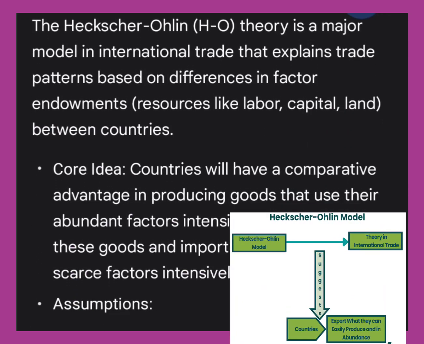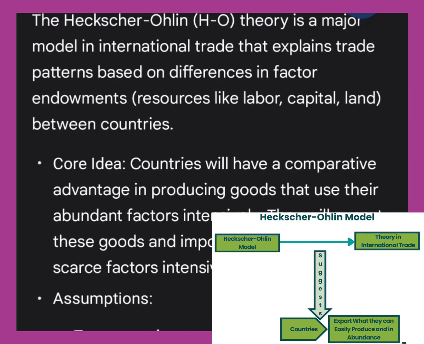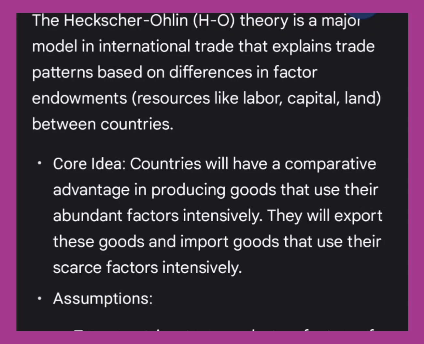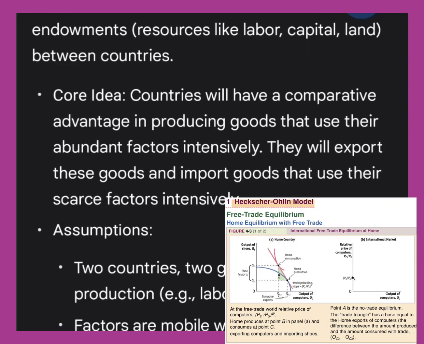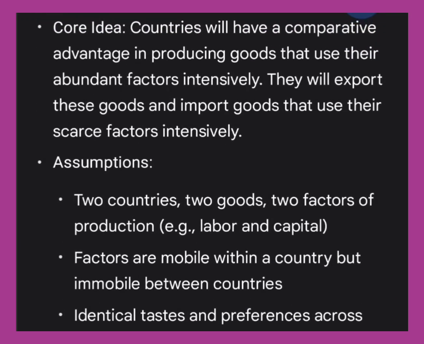Heckscher-Ohlin theory. The Heckscher-Ohlin (HO) theory is a major model in international trade that explains trade patterns based on differences in factor endowments, resources like labor, capital, and land, between countries. Core idea: countries will have a comparative advantage in producing goods that use their abundant factors intensively. They will export these goods and import goods that use their scarce factors intensively.